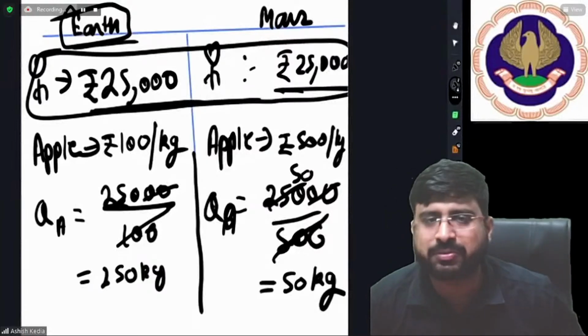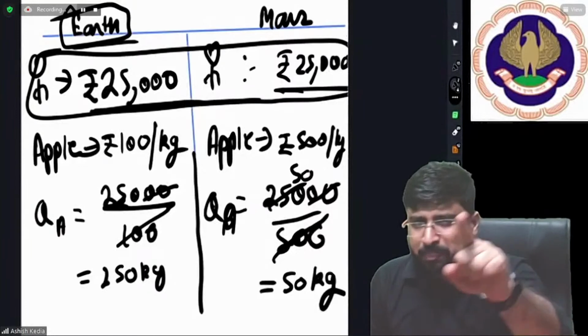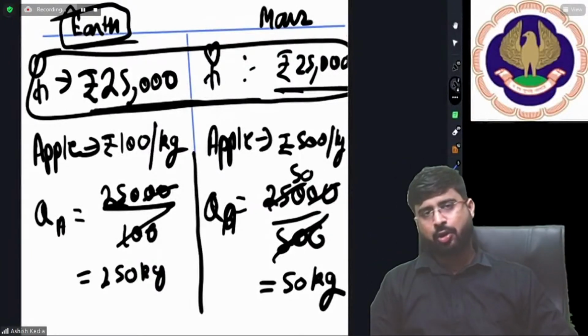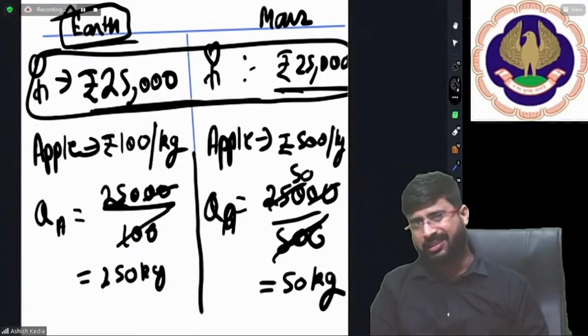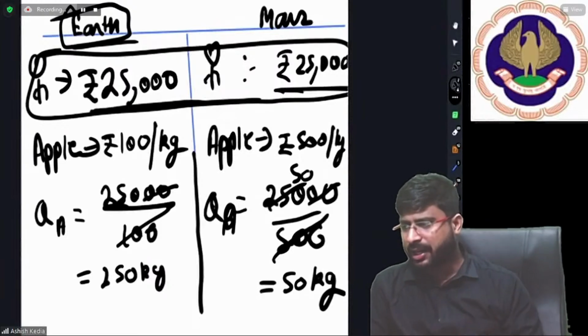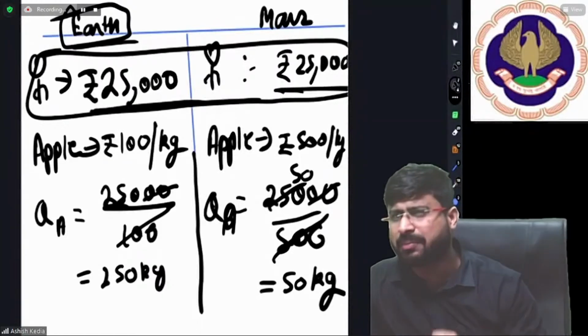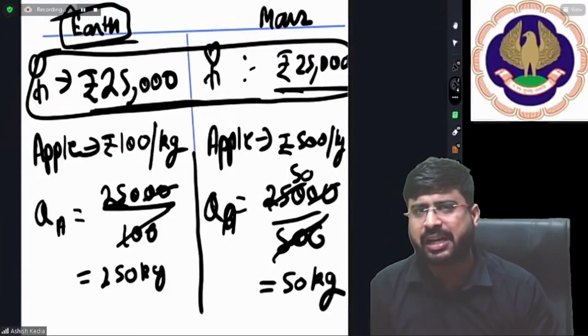दोनों का nominal income same था 25,000 रुपए. But purchasing power किसका ज्यादा है? Who has the more purchasing power? Real income ज्यादा किसका है? Nominal income तो same है, real income भी same है क्या? किसका real income ज्यादा है?